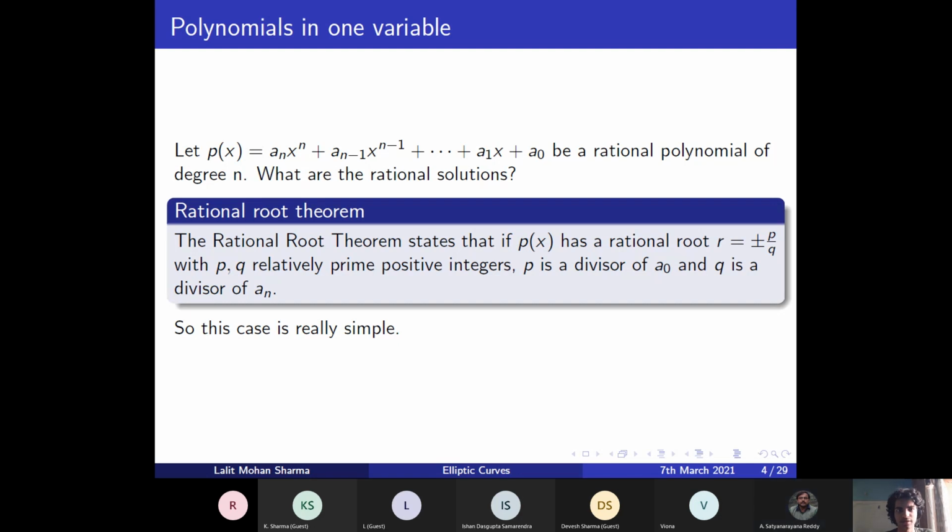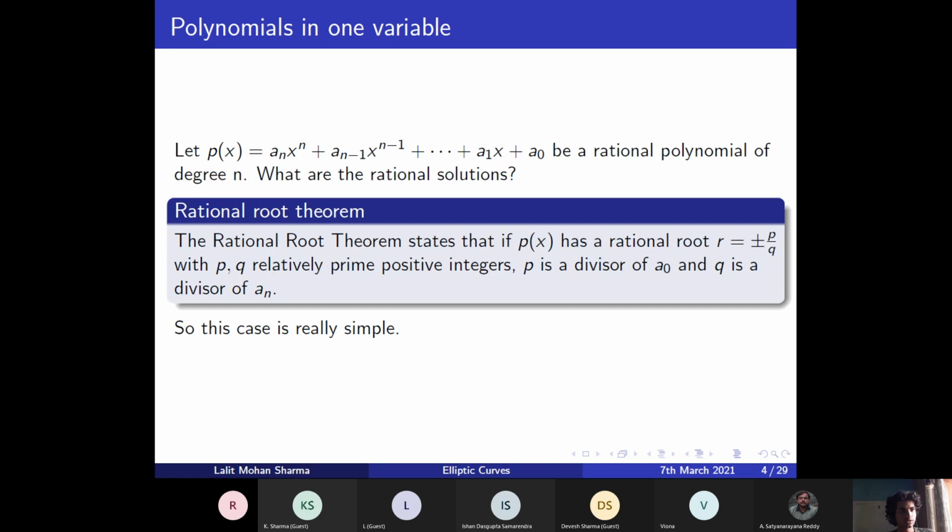So does anyone have a problem with the proof? Ishan, you want to say something? Please go ahead. No, sir, you had asked if we had understood the proof, so I just... Right. Okay. So I'll go ahead.